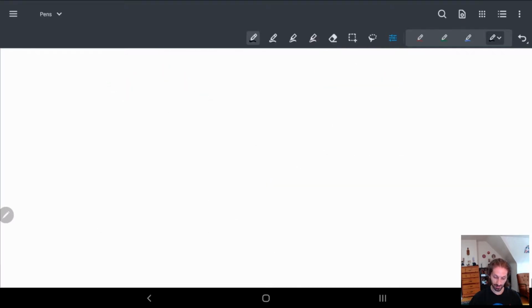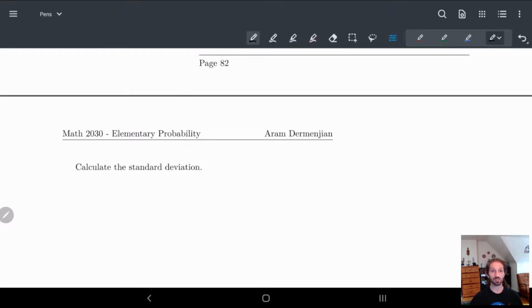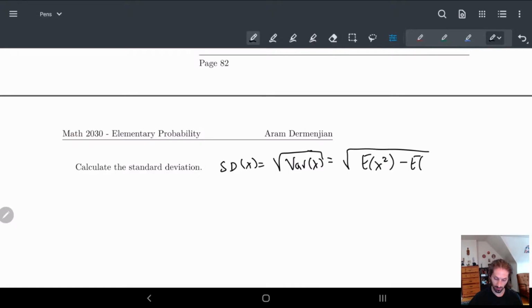Point, let's look at the standard deviation. So the standard deviation, we should already know this, right? This is the standard deviation of x. This is the square root of the variance of x. And this is just E of x squared minus E of x, squared. Okay. So E of x we already know. So E of x is equal to 1 over p. We're good.